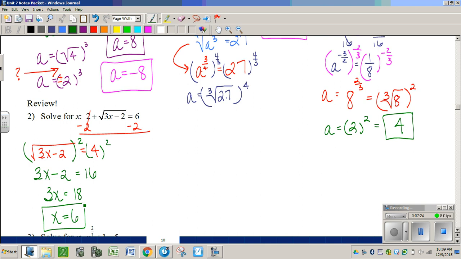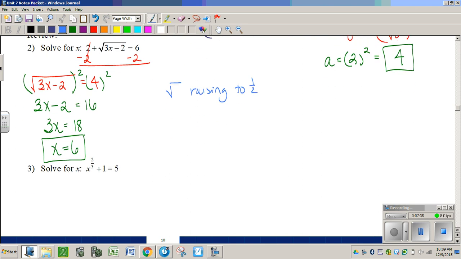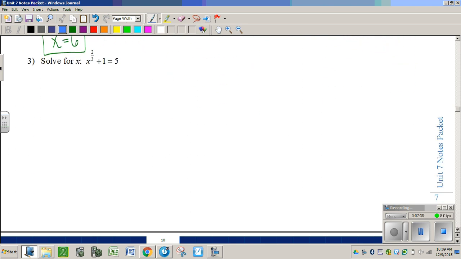Okay, now one thing I want you to remember, if you take the square root of something, it's the same as raising it to the 1/2. So that'll come in handy in a little bit here. All right, let's take a look at number 3. I have x to the 2/3 plus 1 equals 5. Isolate that variable. So you now have x to the 2/3 equals 4. What's the reciprocal of 2/3? Right, 3 halves. So we'll raise both sides to the 3 halves.